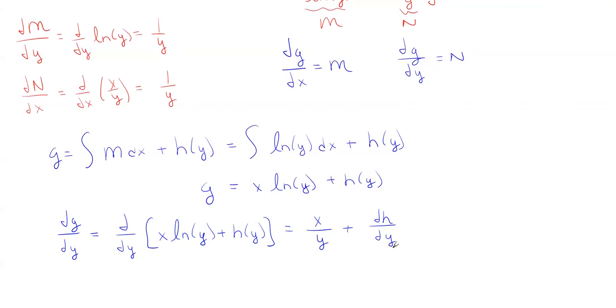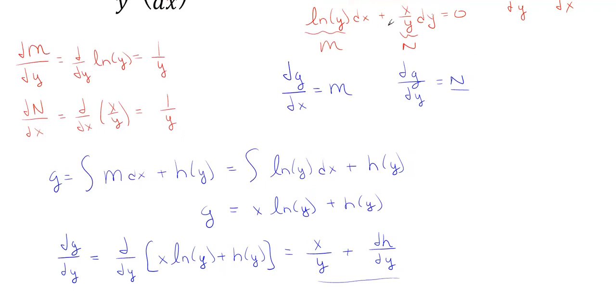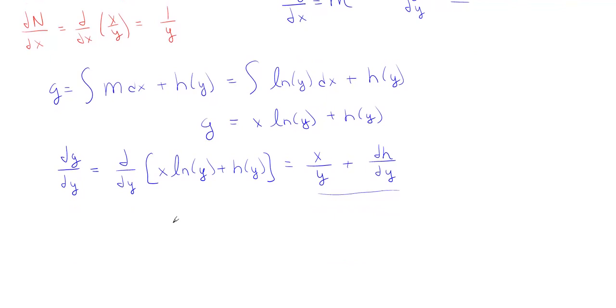Okay, so how do we solve for this portion right here? Well, look what we have up here. The partial derivative of g with respect to y has to be equal to n. Well, we also have the partial derivative of g with respect to y is equal to this right here. So what we're going to do is set these two equal to one another. Well, if you remember, n is just x over y. So if we set these two equal together, our partial derivative of g with respect to y is equal to n, which is just x over y.